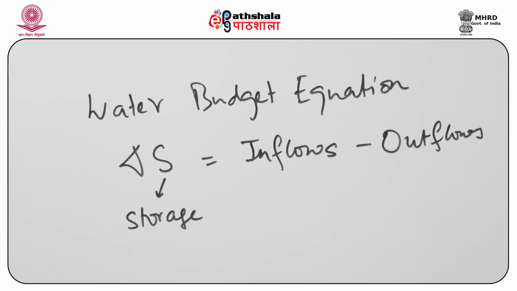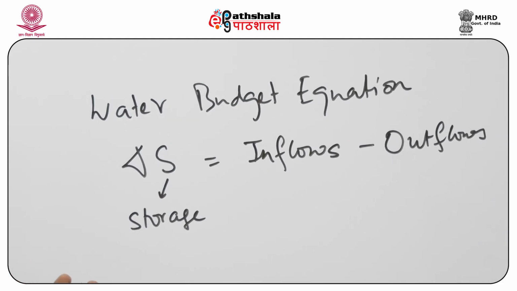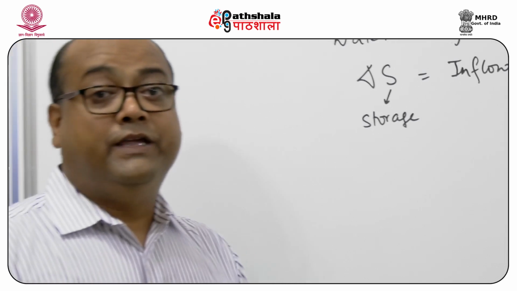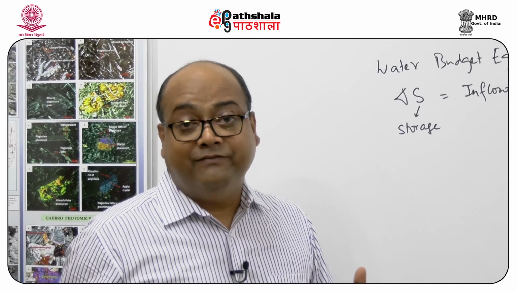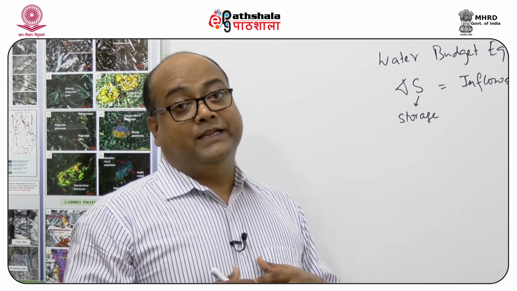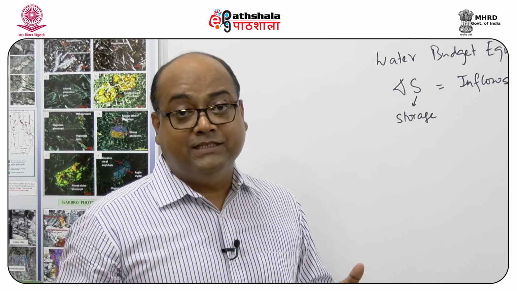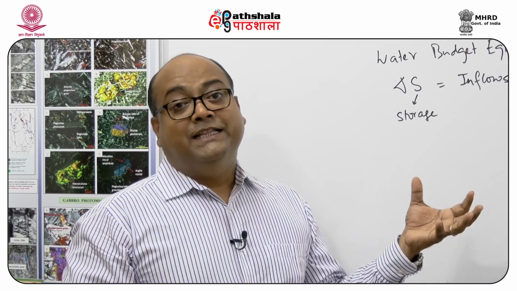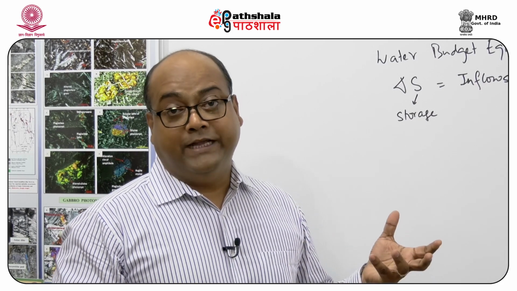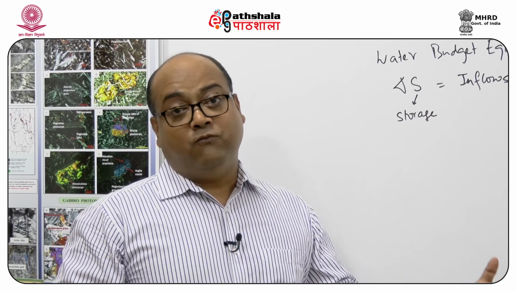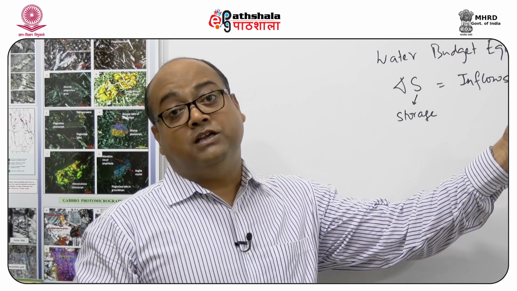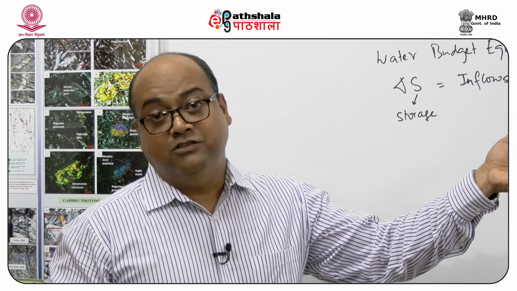So on the left hand side, we have a change in storage. That means how much the volume of water is changing, and storage is the storage of any component or any control volume you can think of. We can consider the entire land surface as a control volume. We can consider a river basin as the control volume. And on the right hand side, we have the inflows and outflows of water. That means what are the fluxes of water coming into the control volume and what are the fluxes of water going out of the control volume.